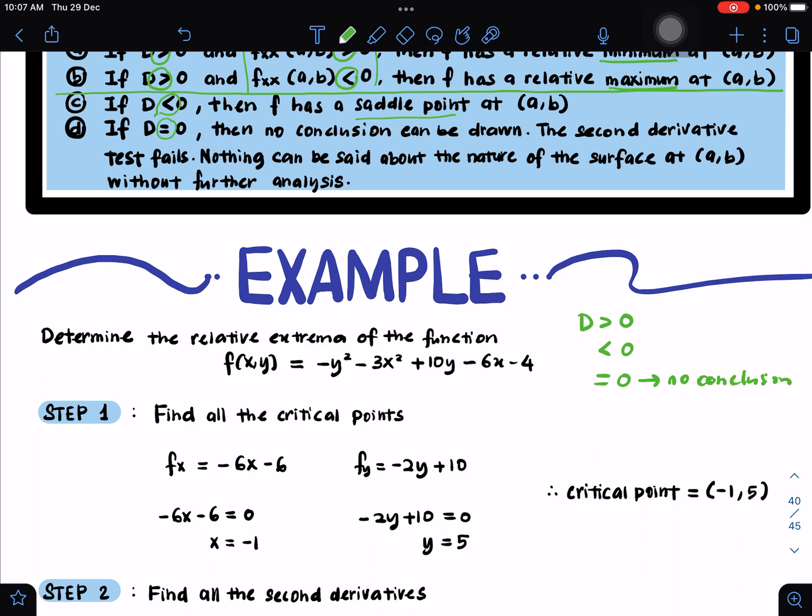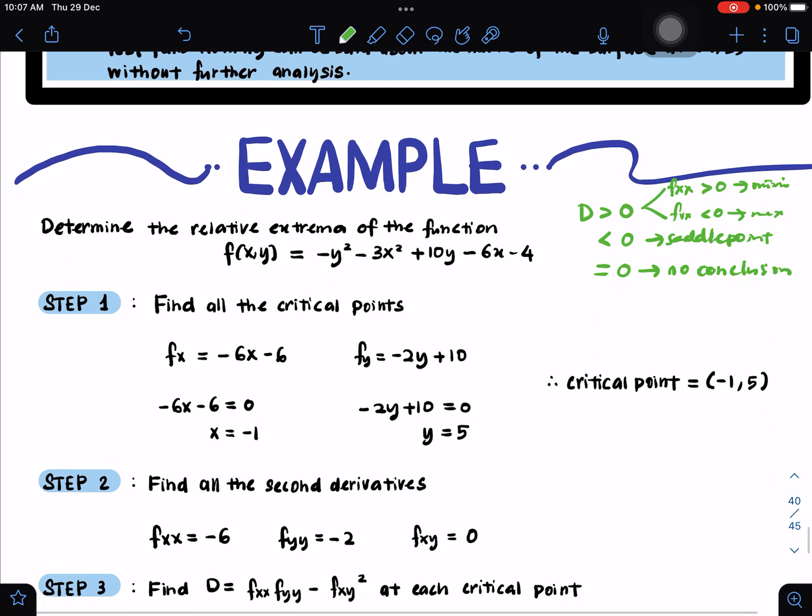Kalau kecil daripada kosong, saddle point. Dia bukan maksimum, dia bukan minimum, tapi dia saddle point. Kalau D kita besar daripada kosong, kita kena check. Kalau fxx kita besar daripada kosong, point kita minimum. Kalau fxx kita kurang daripada kosong, point kita adalah maksimum. So ini adalah dia punya condition. So let's see this point, this question.